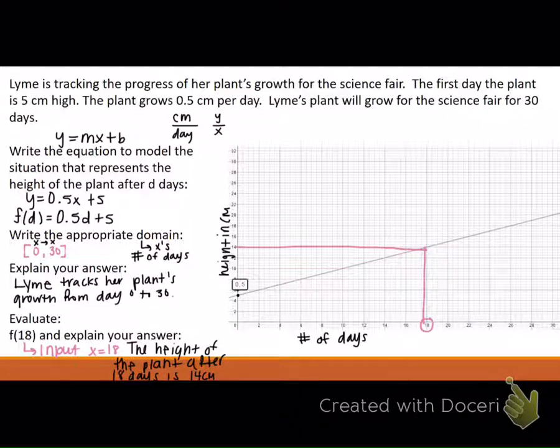What could you have done, guys? Use the f of x. What could we plug in for f of x or f of d? 18. So we can say f of 18 equals 0.5 times 18 plus 5. 9 plus 5 is... So do we get the same thing either way? Sure. We do.